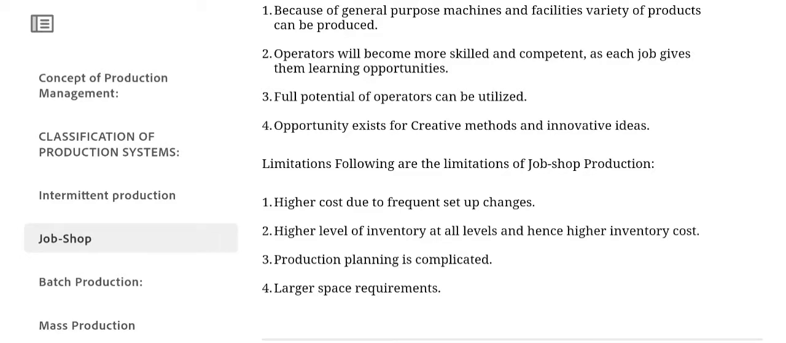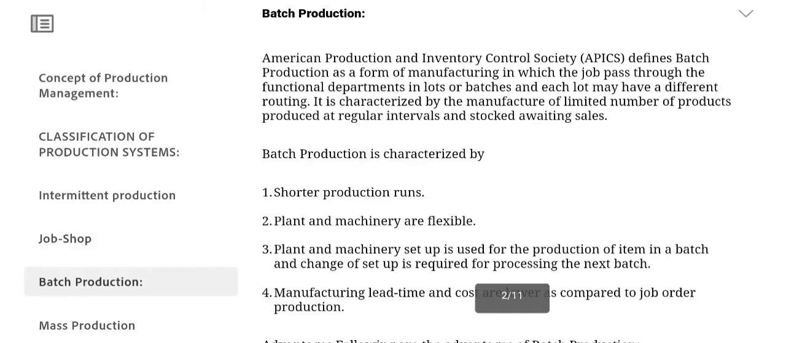After that, let's see batch production. What exactly is batch production? The American Production and Inventory Control Society defines batch production as a form of manufacturing in which the job passes through the functional departments in lots or batches, and each lot may have a different routing. It is characterized by the manufacture of a limited number of products produced at regular intervals and stocked awaiting sales.